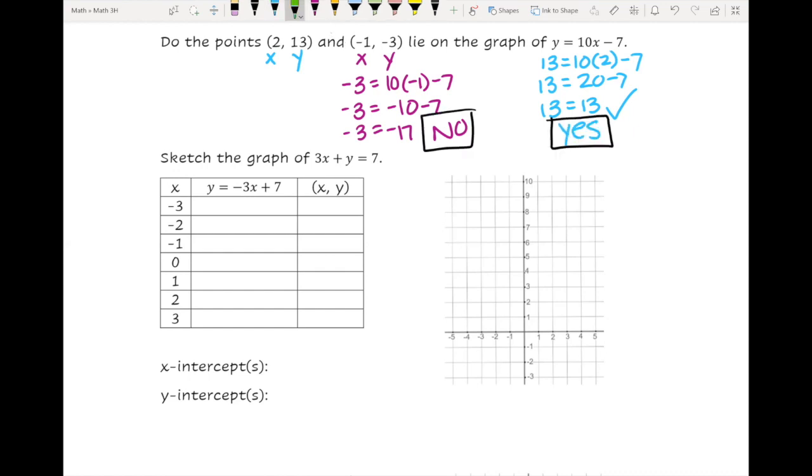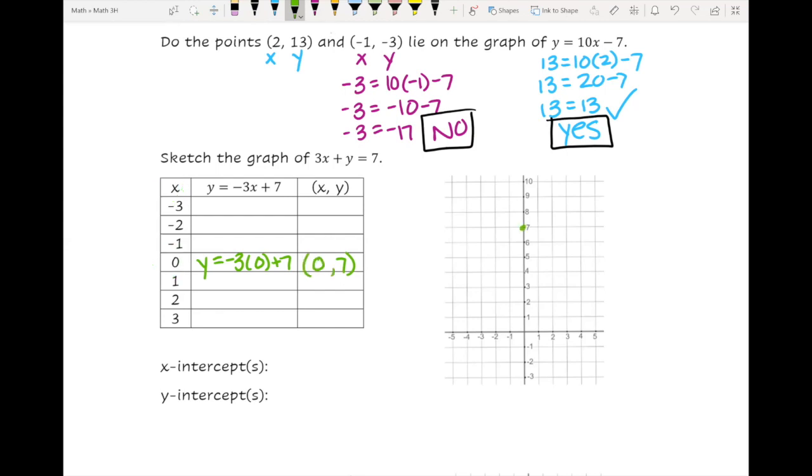Now let's look at sketching the graph of 3x plus y equals 7. And this is a straight line, so really all I need are 2 points. In fact, I'm probably going to substitute in the easiest number. I'm going to start with 0, and I'm subbing that in for my x value. So I get y equals -3 times 0 plus 7. -3 times 0 is 0, plus 7 is 7. So my y value is 7, and that was when my x value was 0. So I've got the point (0, 7).